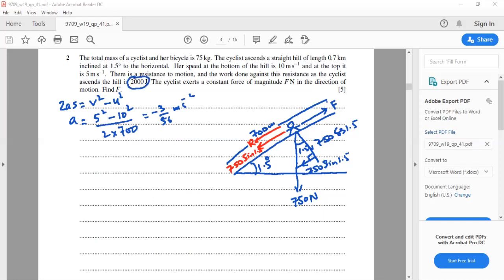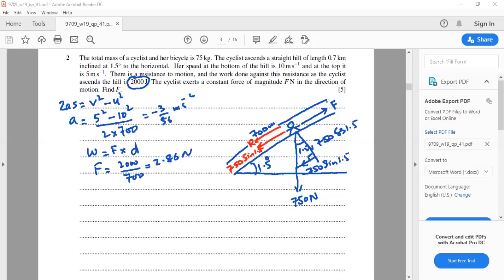Now, it says there is work done against the resistance that is 2000 joules. So work is equal to force times distance. So the force, which is the resistive force, is work over distance. Work is 2000 and the distance traveled is 700. So this gives us 2.86 Newtons if you use the calculator. This is the force which is resisting, and the other is the force which is dragging the cyclist up.